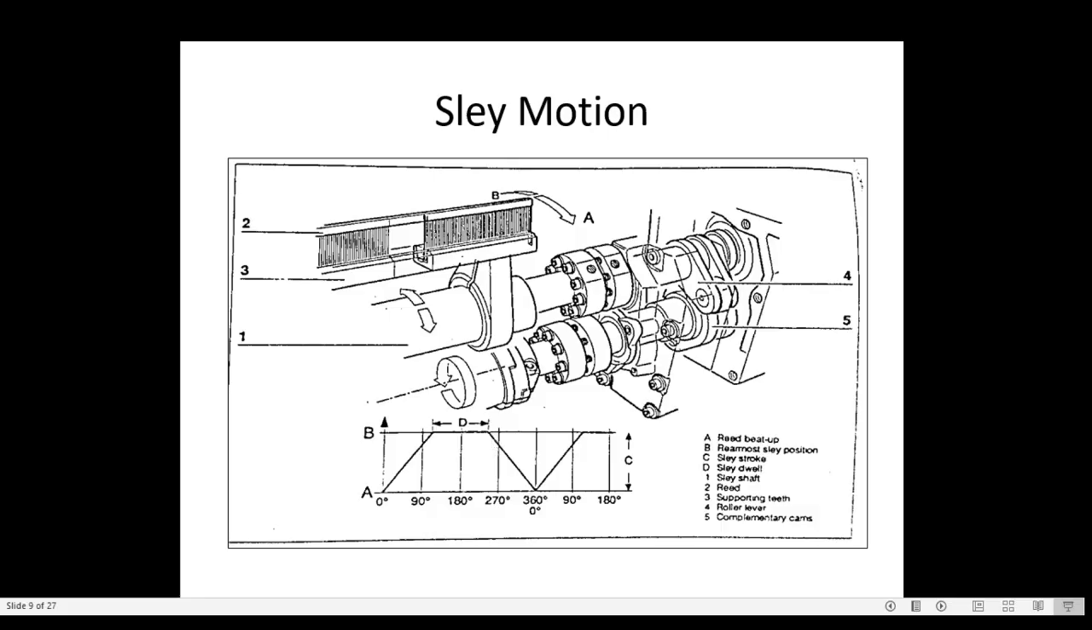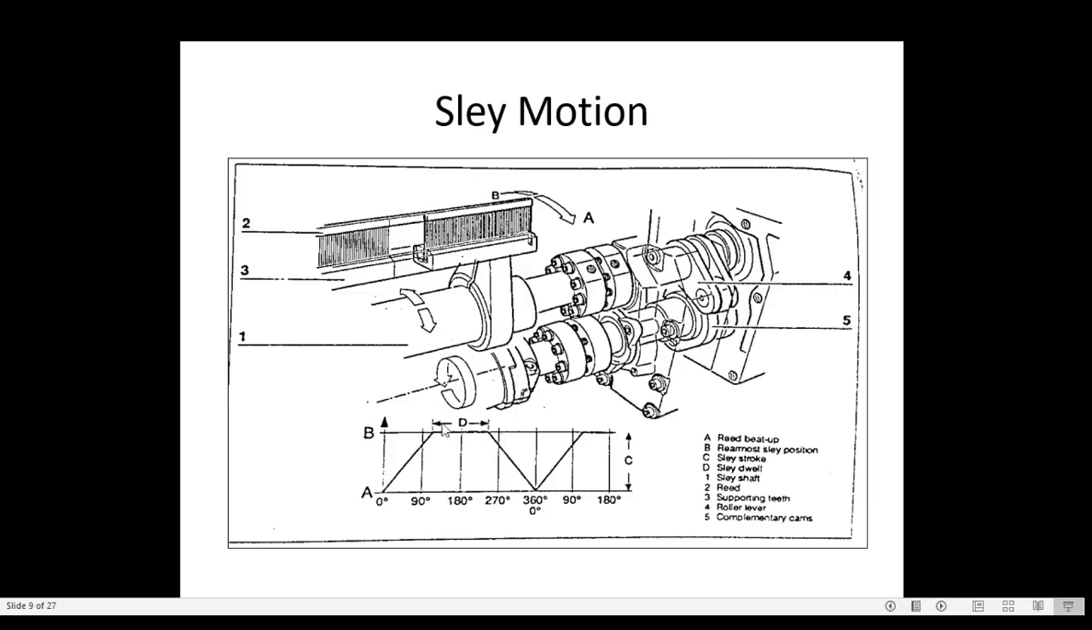From 240 to 360 the sleigh will be moving to what? Forwardmost position. So this is one cycle, 0 to 360. Again the next cycle will start. So we can see here the sleigh stroke, sleigh backwardmost position to forwardmost position. So the unique feature of this match cam beat up system is what? D is there here, dwell in the sleigh.